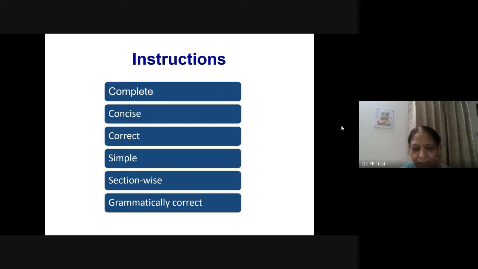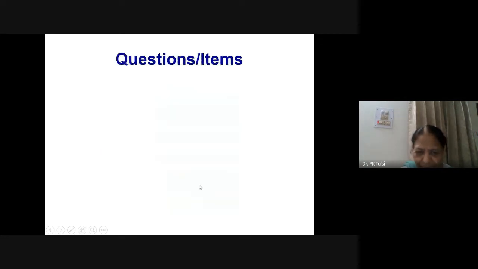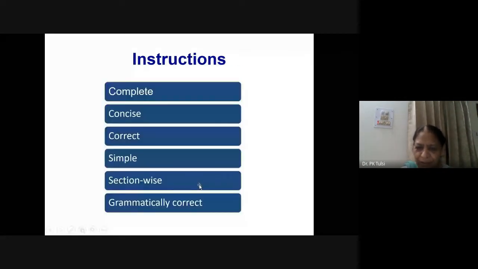Wherever the numerical is given and data is given, just give them the data which is essential. And if, say, for example, design, then they can have the liberty to assume certain data, right? Then correct, simple, section-wise, I have already said, and they need to be grammatically correct, right?